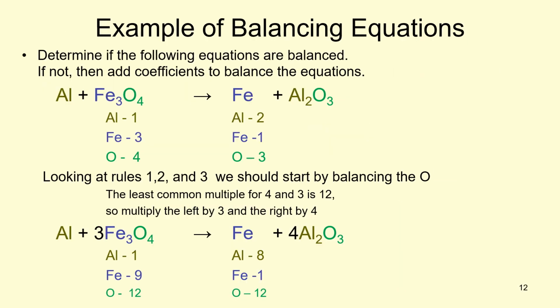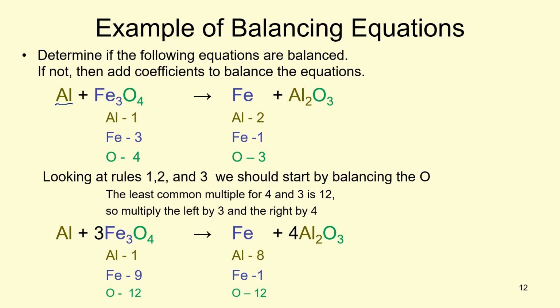All right, let's determine if the following equations are balanced. If not, add coefficients to balance them. So if we start here with aluminum plus iron oxide, Fe3O4, and then we've got iron and aluminum oxide.